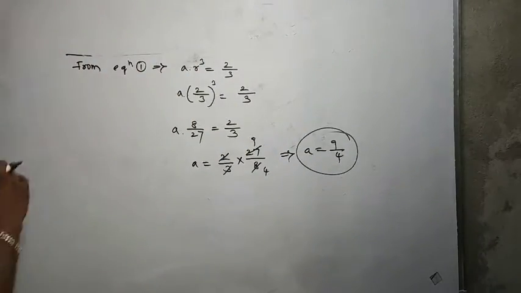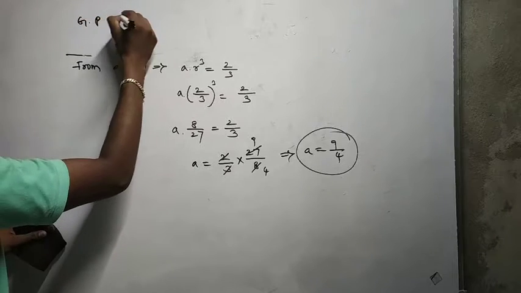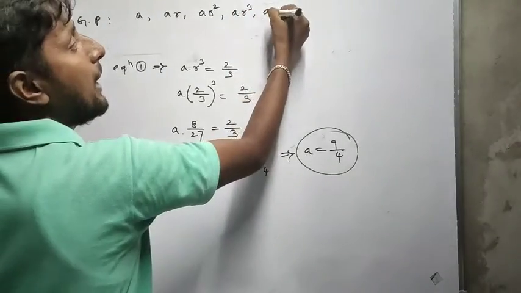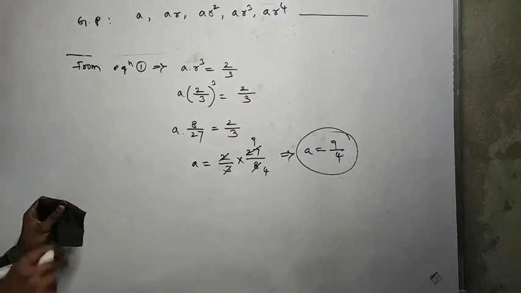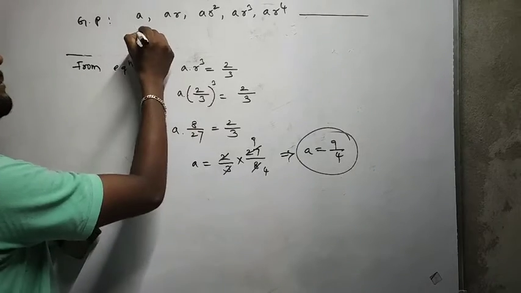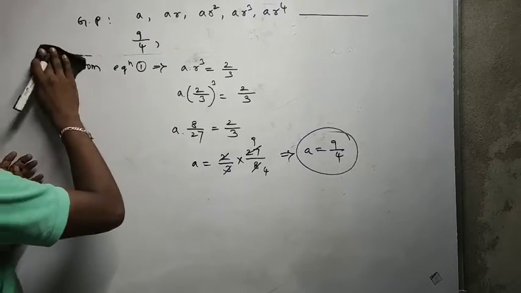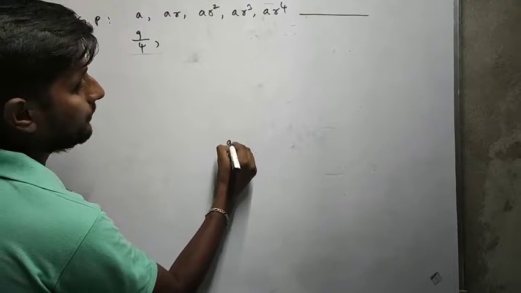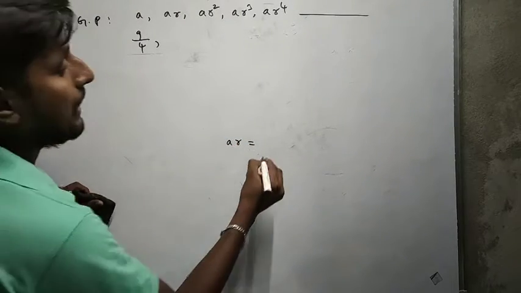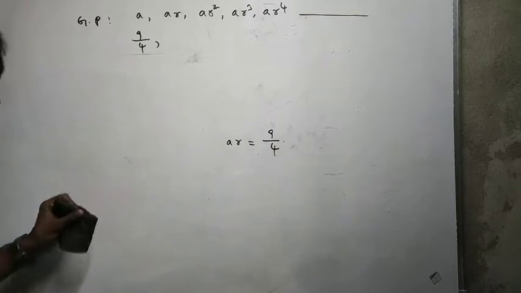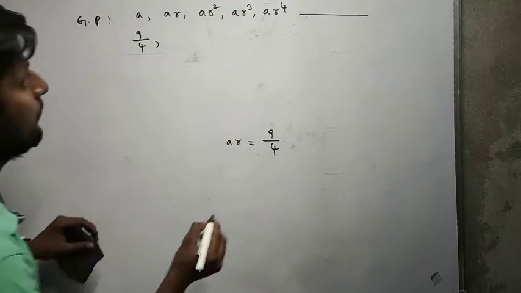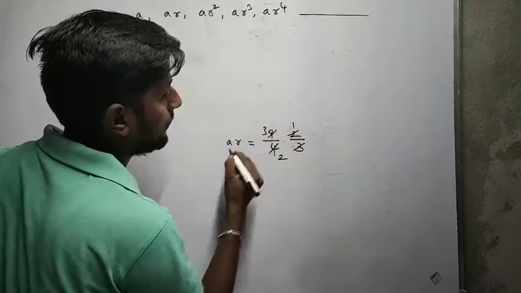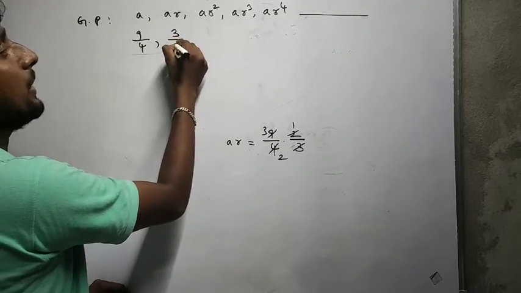Now it is asking about the series of the GP, correct? GP: first A, AR, AR square, AR cube, AR power 4, and so on. That is the general form of a GP. So the A value we know is 9 by 4, comma, then AR. A value 9 by 4, R value 2 by 3. 2 ones are 2, 2 twos are 4... 3 ones are 3. So the answer is 3 by 2.